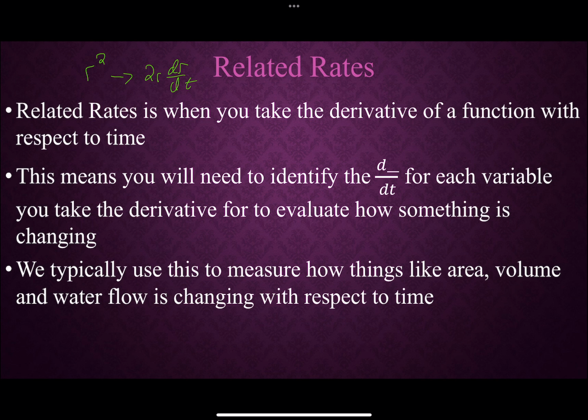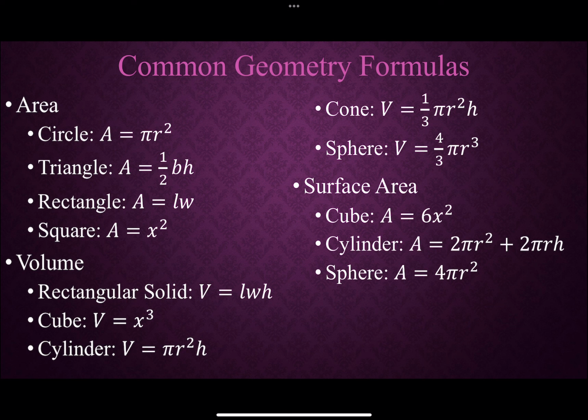So again, we're going to work with areas, volumes, water flow, things like that, things that will change with respect to time. So some common geometry formulas that you need to make sure you know are these area, volume, and surface area formulas. So you have your area of a circle, triangle, rectangle, and square, volumes of a rectangular solid, cube, cylinder, cone, and sphere, and then surface areas of a cube, cylinder, and sphere.